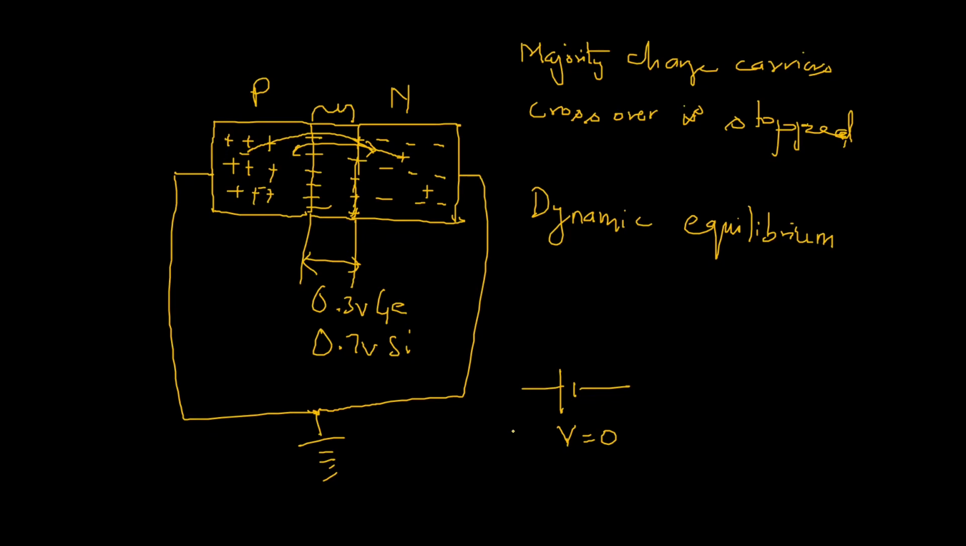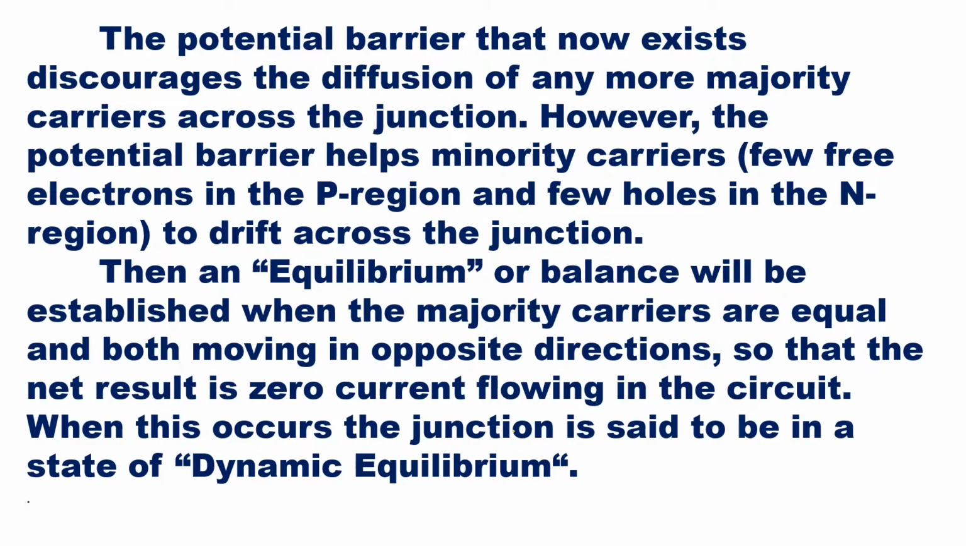Minority charge carriers will be initially held by the potential barrier to cross, but afterwards there will be an equilibrium and there will be no flow of current from anywhere, and there will be no flow of charge carriers in zero bias condition. So here the same theory we can read for zero bias.